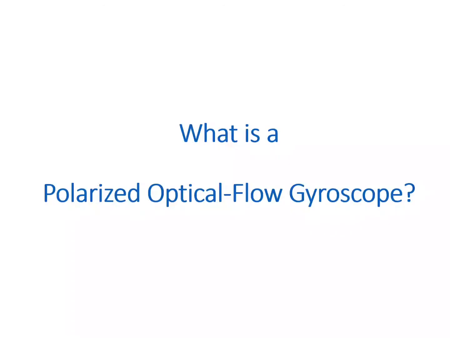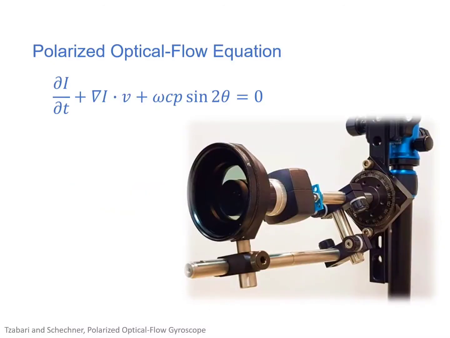So to our question, what is a polarized optical flow gyroscope? A polarized optical flow gyroscope is a method for rotation estimation. It requires attaching a polarizing filter to the camera and applying optimization of the polarized optical flow equation to the camera readout.